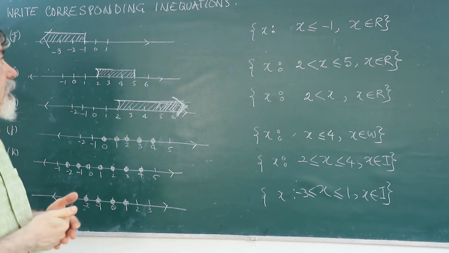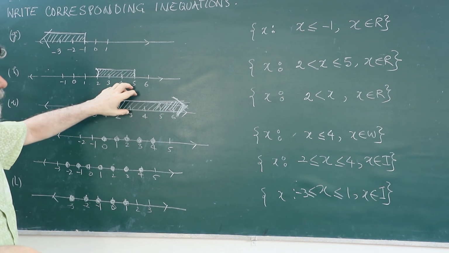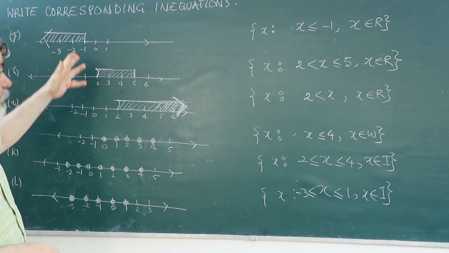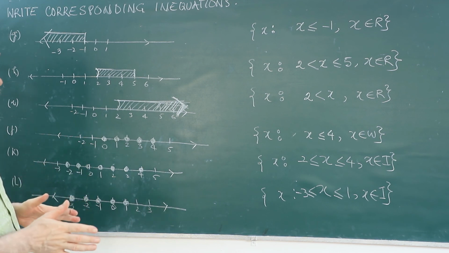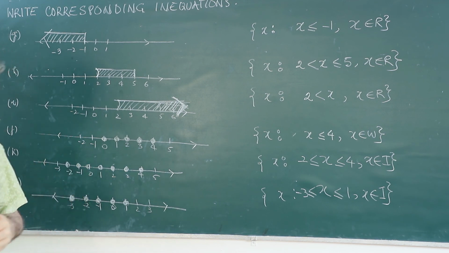Is the replacement set the set of real numbers? Whenever this kind of representation is there, you will get the set of real numbers, or when this kind of representation is there, that means distinct elements are there. This is going to be there like this.